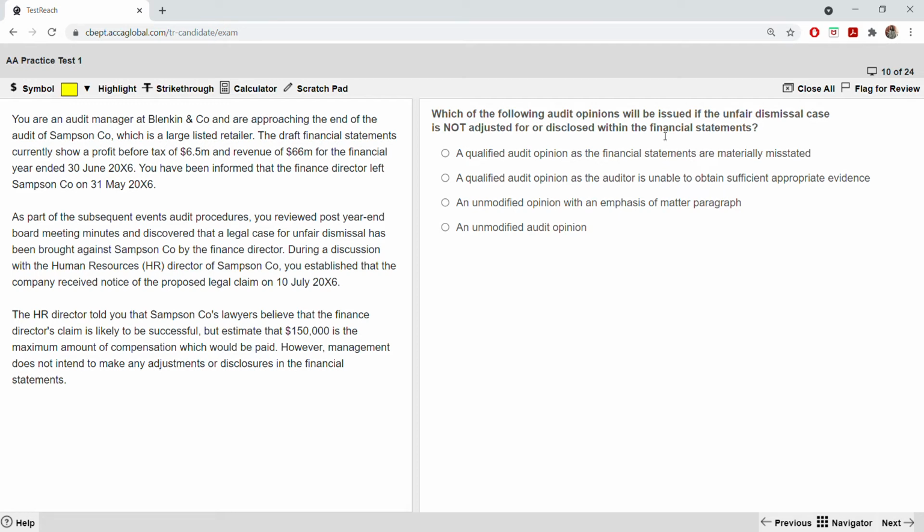A qualified opinion as the financial statements are materially misstated. A qualified opinion as the auditor is unable to obtain sufficient appropriate evidence. A modified opinion with an emphasis of matter paragraph. And an unmodified audit opinion.